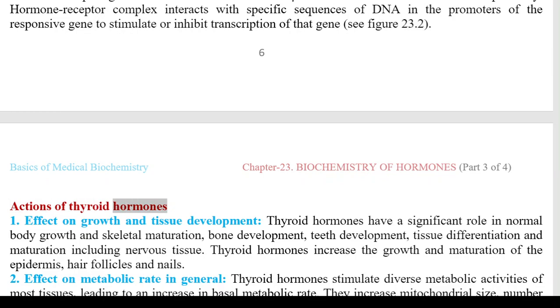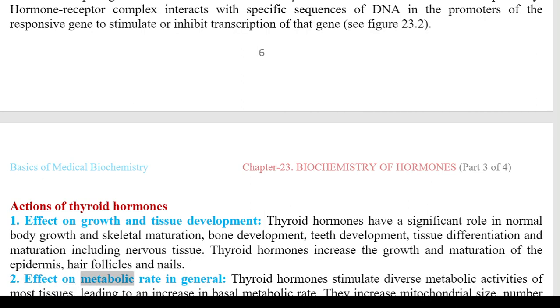Actions of thyroid hormones. 1. Effect on growth and tissue development. Thyroid hormones have a significant role in normal body growth and skeletal maturation, bone development, teeth development, tissue differentiation, and maturation including nervous tissue. Thyroid hormones increase the growth and maturation of the epidermis, hair follicles, and nails.